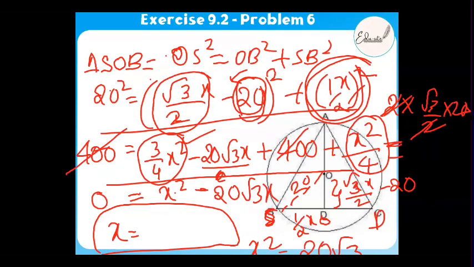Is it x here? Should we write x here? Yes. Okay, x squared is equal to 20 root 3x. So what happens here? 1x and 1x cancel out, okay? So what is x? x remains, x is equal to 20 root 3. This is your answer. This is your final answer. Understood or not understood?